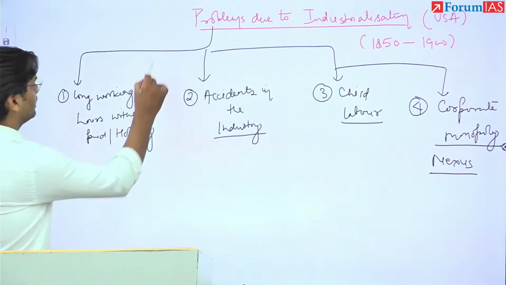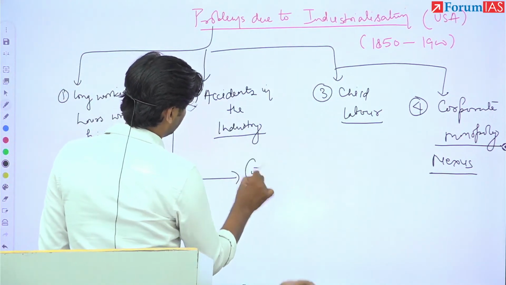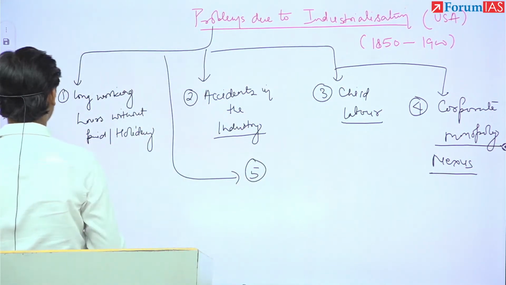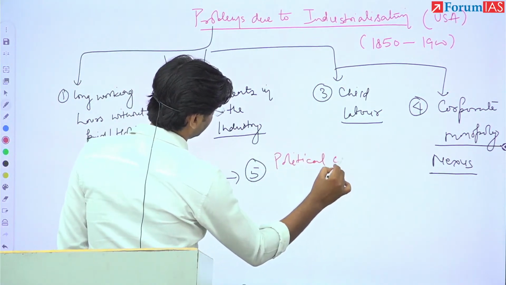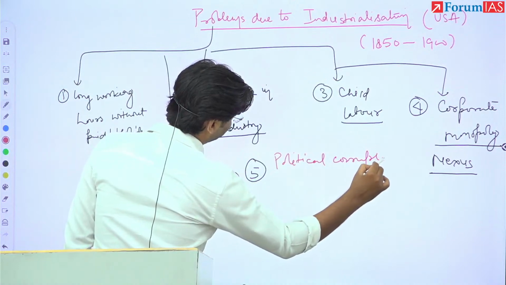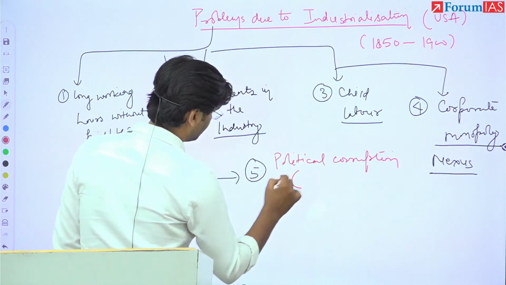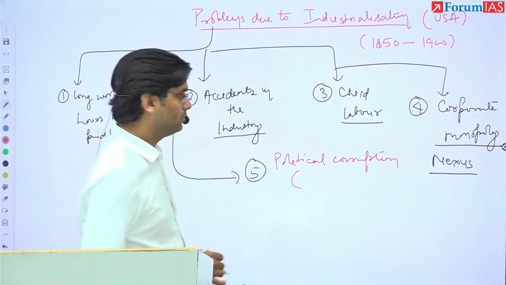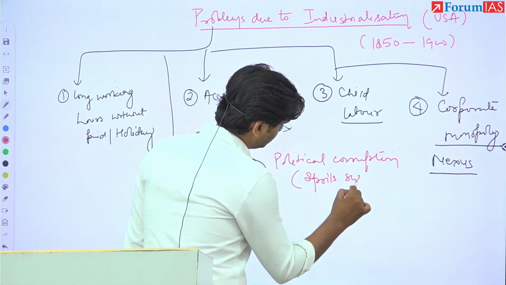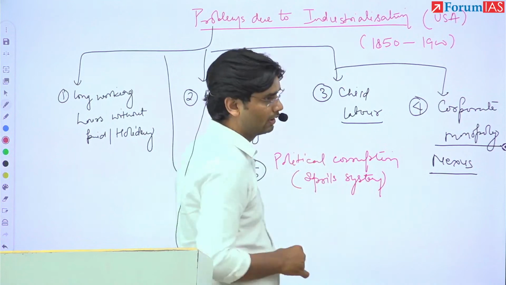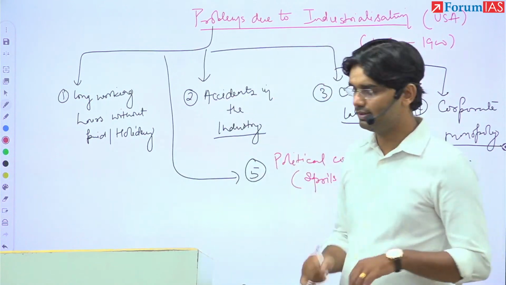Right? Then again, these problems were further worsened due to political corruption in the government. And why was there political corruption? Due to one system. That system was the spoils system, right? And how did the spoils system develop?